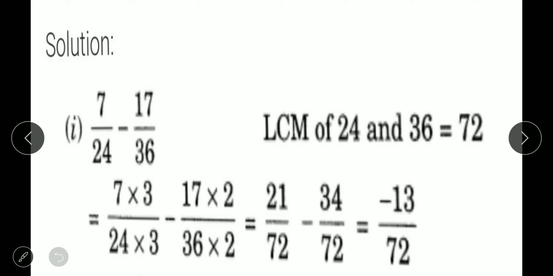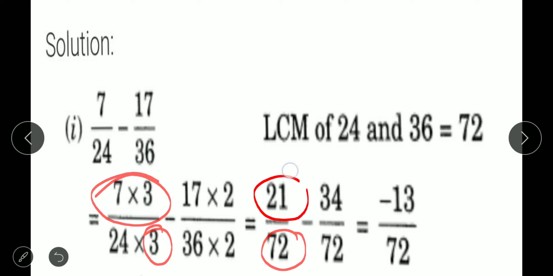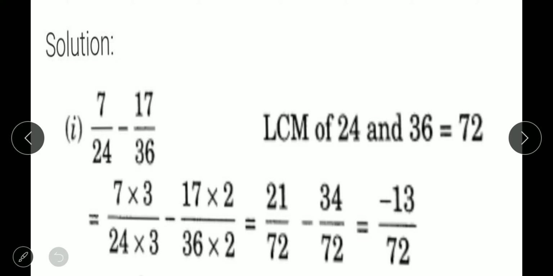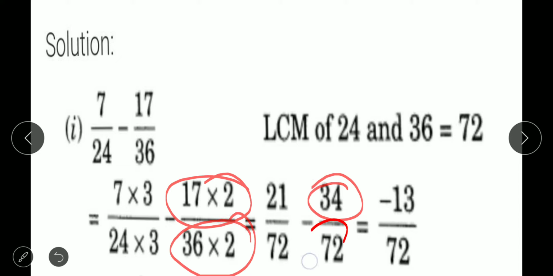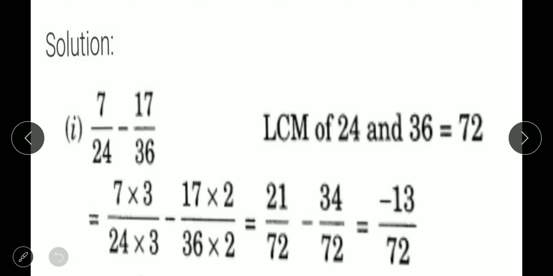So we have to multiply 24 by 3 and 36 by 2. When we multiply 24 by 3, we get 72, and 7 times 3 is 21. Similarly, 17 times 2 is 34, and 36 times 2 is 72. Now the denominators have become equal. After that, just subtract the numerators.